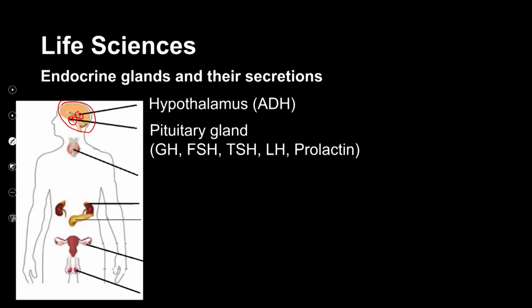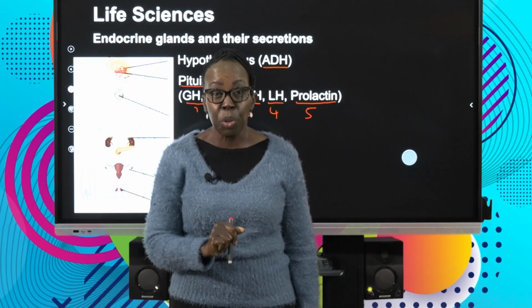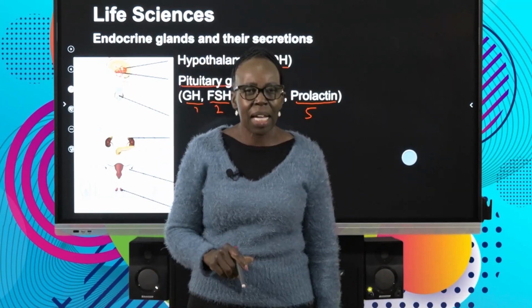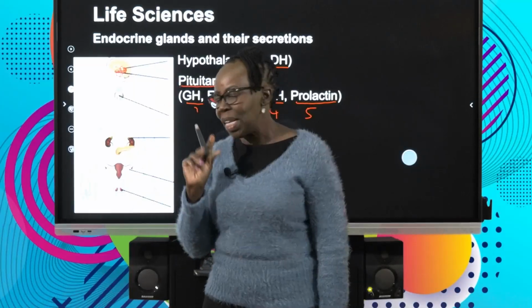The hypothalamus here secretes the ADH. And this is the pituitary gland that I was talking about, that is here at the bottom. It secretes the growth hormone, follicle stimulating hormone, thyroid stimulating hormone, luteinizing hormone, and prolactin. These are the 1, 2, 3, 4, 5 hormones that are secreted. These 5 hormones are secreted by the pituitary gland. Now, I said you start from the top, we go down. Let's move.